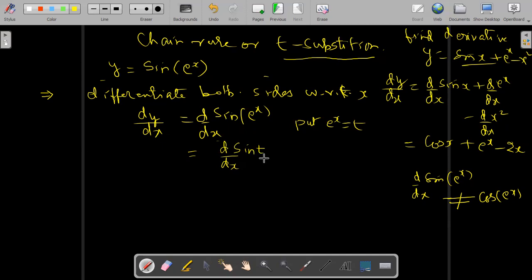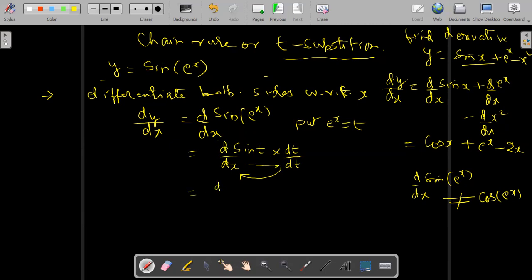But here the problem is that this is a function of t, and it cannot be differentiated with respect to x. Only a function of x can be differentiated with respect to x, meaning the variable should be the same. So in order to overcome this problem, we have to multiply and divide by dt, and this dt will come here and dx will go there. So we can interchange these two values.